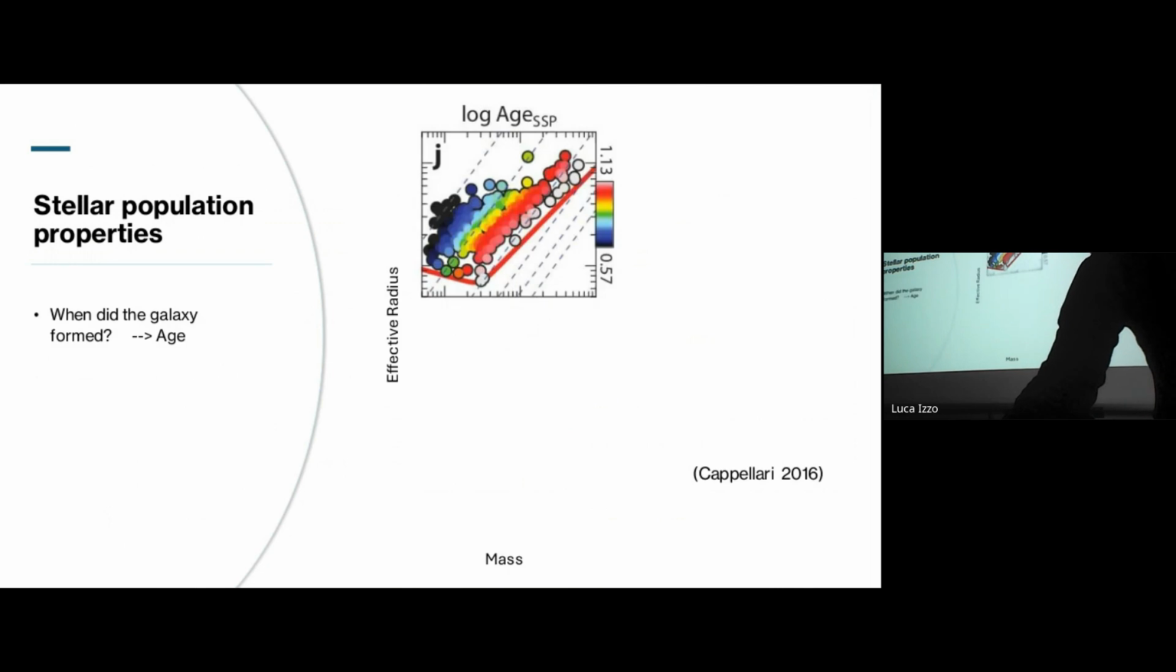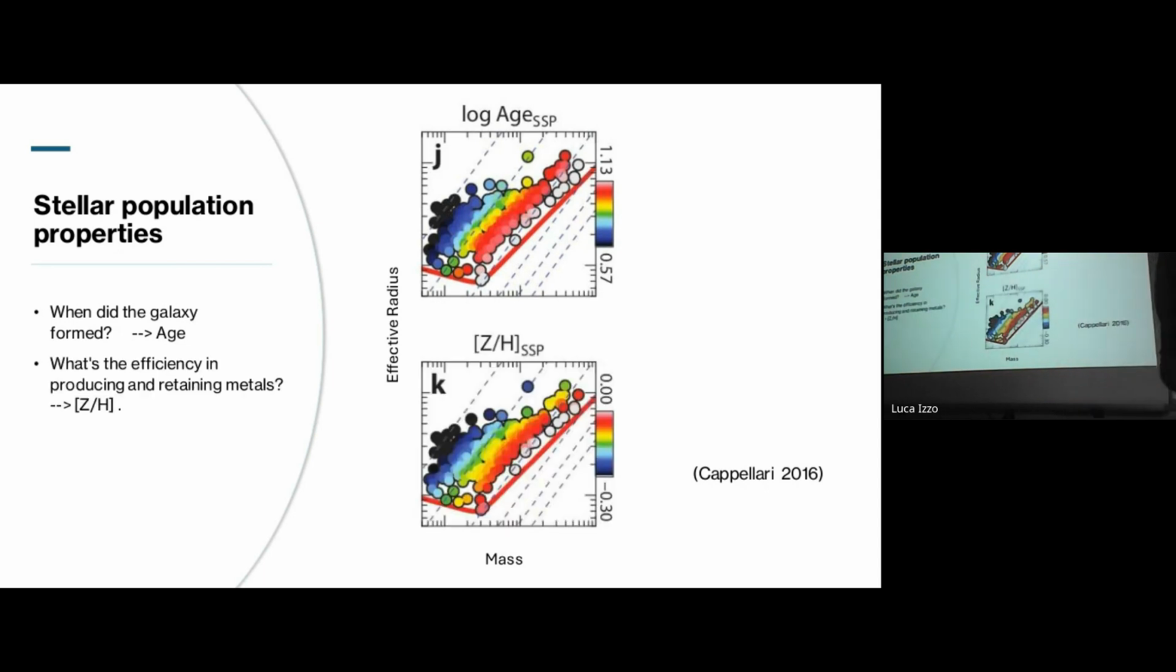And from the light of the stars, for example, we can estimate their ages, and the age of the stars tells us when the stellar component of these galaxies formed. And we can also estimate metal abundance, and essentially the metallicity of these galaxies tells us how efficient was the production of metals during the formation, and how well they could retain these metals and reprocess them into new stars.